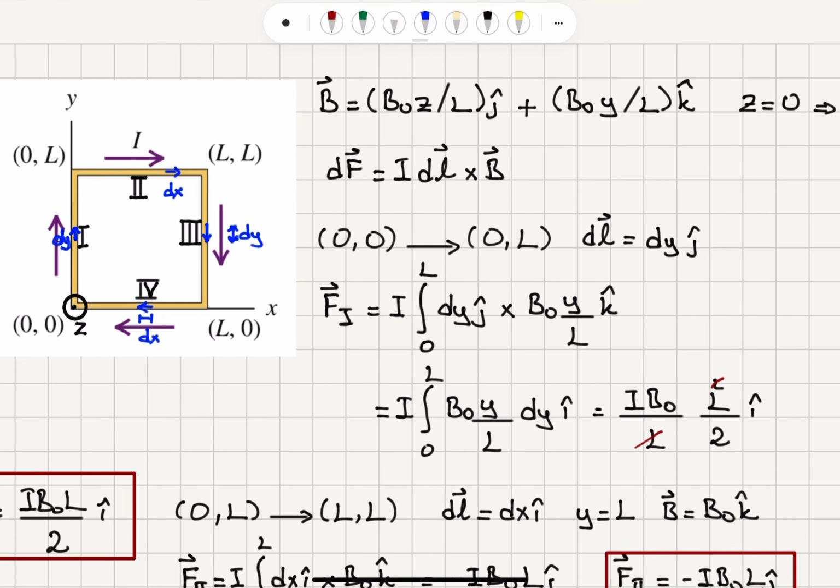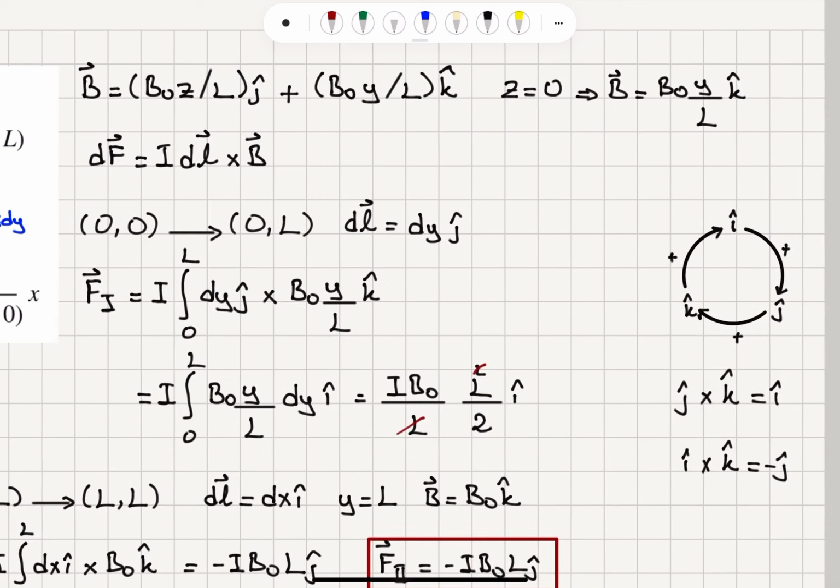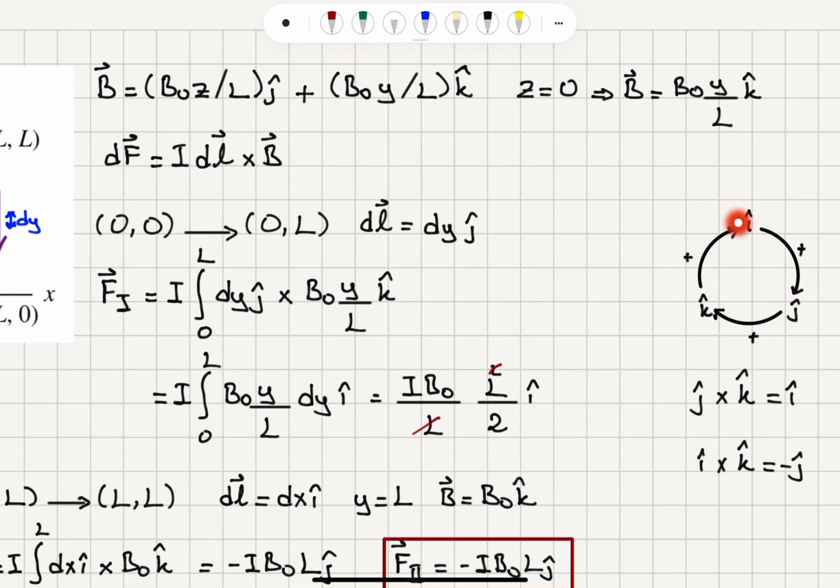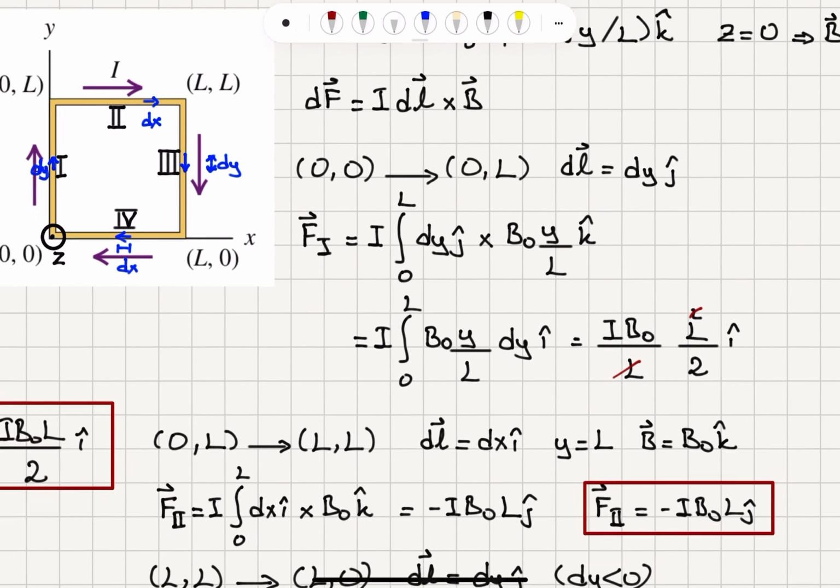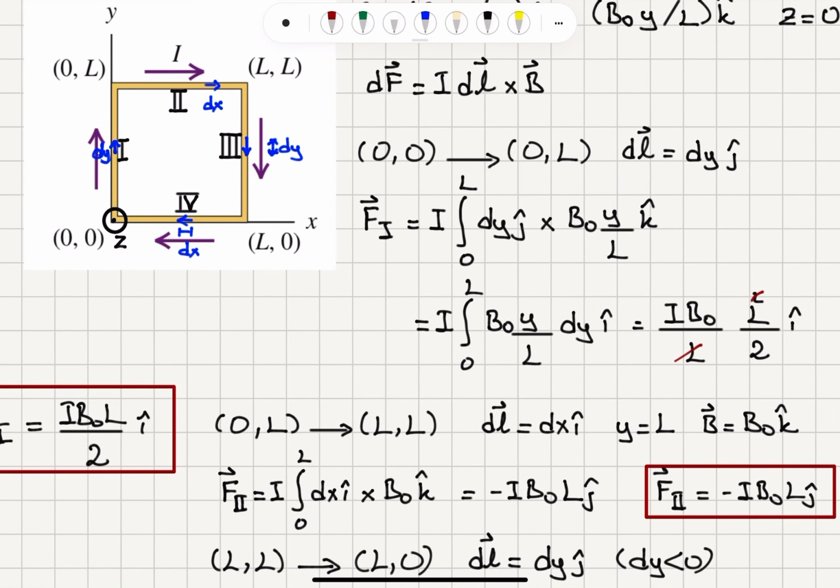The magnetic field there is B0 y over L k hat. Y varies between 0 to L, so I integral 0 to L dy j hat cross with B0 y over L k hat. What is j hat cross k hat? Using cyclic permutations here, I see j hat cross k hat is I hat. So that gives me I B0 L over 2 I hat.